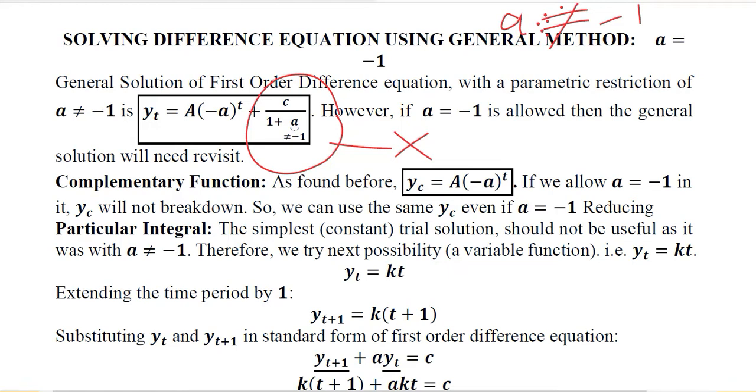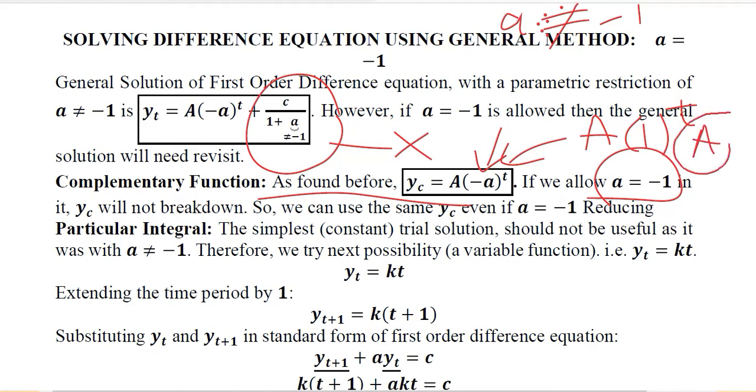So we have already found that the complementary function is equal to this, and if we allow a -1 here, then it will become 1 raised to the power t. When this happens, it means that a will be getting multiplied with 1 raised to the power t, which means that a will be equal to a. It will not be a variable deviation, it will remain the same. So when it remains the same, definitely the equilibrium cannot be achieved.